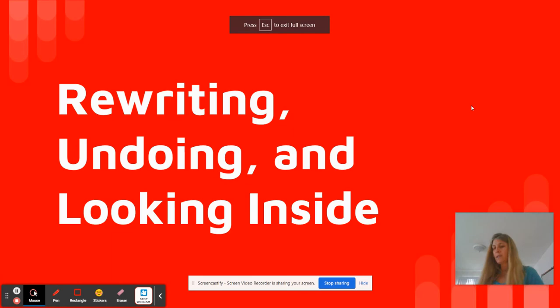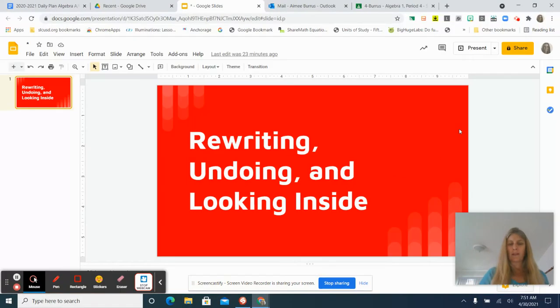So today we're going to be looking, once again, continuing with how to make equations a little bit easier. And we're going to look at three techniques: rewriting, which we've been working on the last couple days; undoing, which is the way we generally have been solving math; and finally, kind of a different technique called looking inside, or the what or the blob method. So let's go ahead and jump right in.